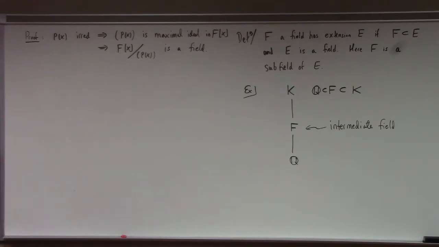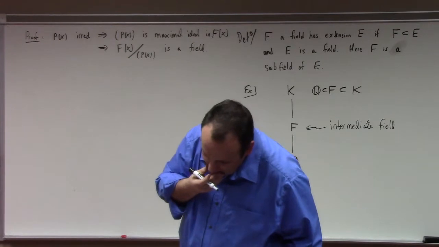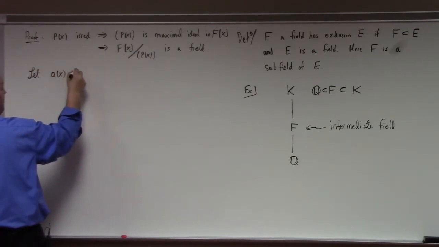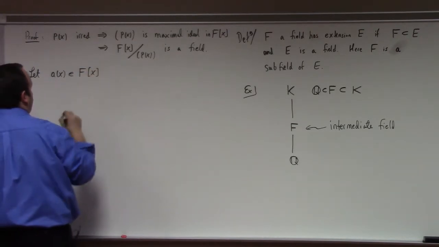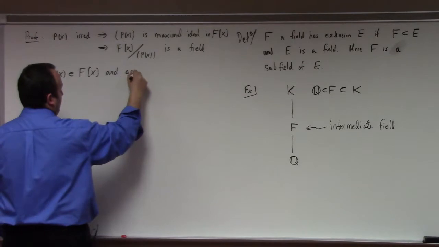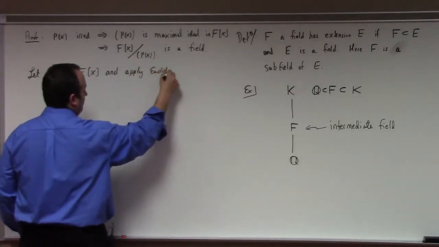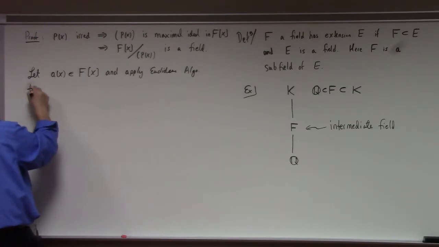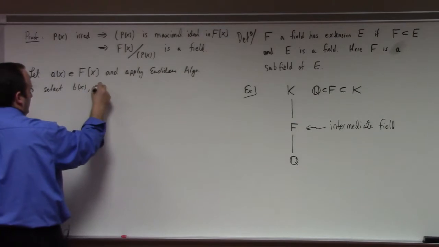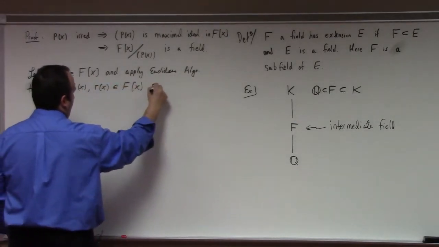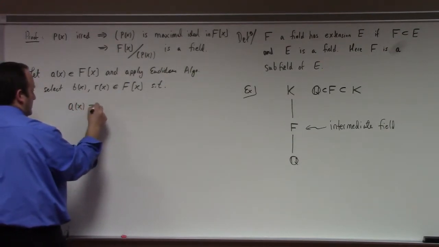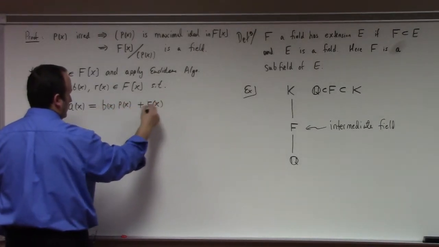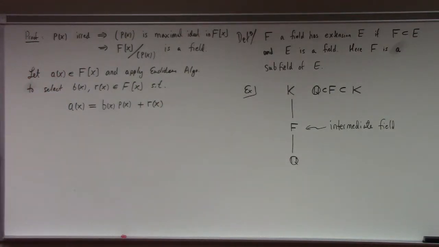So what do we need to prove here? What he does is he says let a(x) be any polynomial over the field, and apply the Euclidean algorithm to select b(x) and r(x) in F[x] such that a(x) equals b(x) times p(x) plus r(x). So I'm dividing by p.